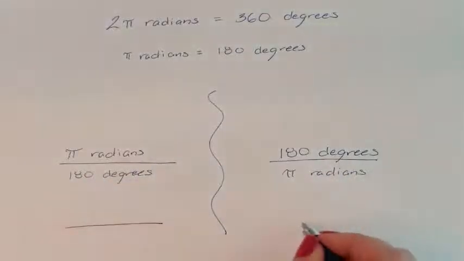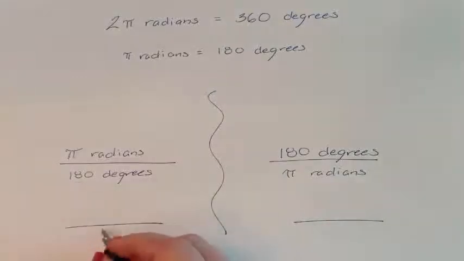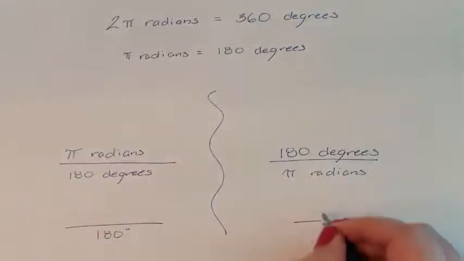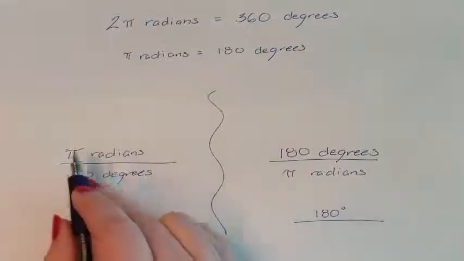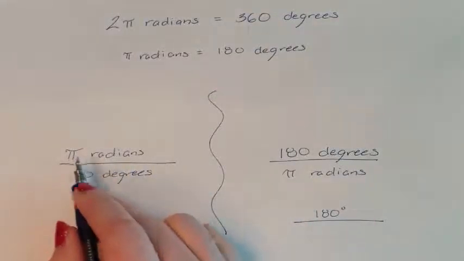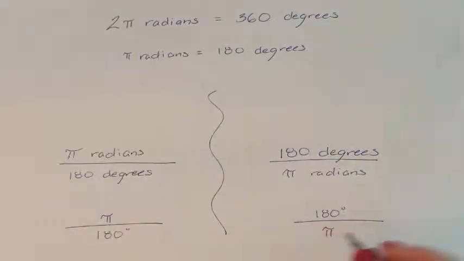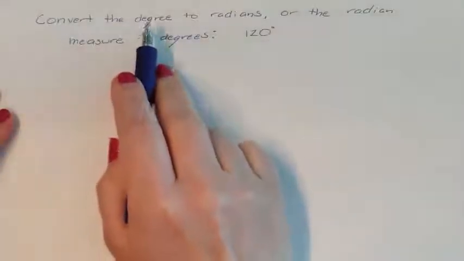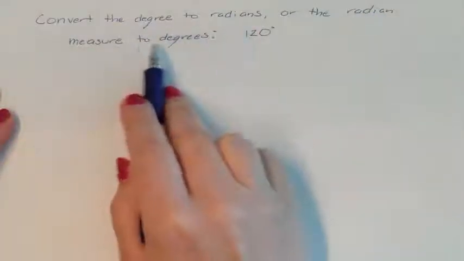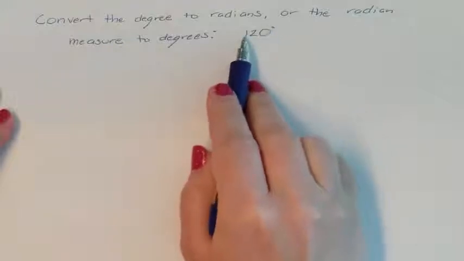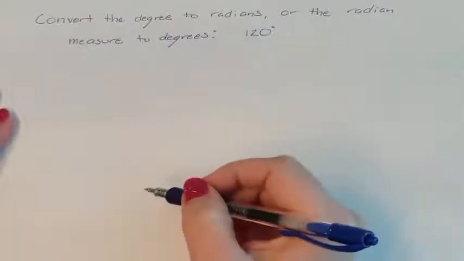So the most simplified way to write it is 180 degrees, and if you see a pi, it's assumed that the units are radians. So these are the 2 ratios that we are going to use when we are converting from degrees to radians and radians to degrees. I'll show you how. So they want us to convert degrees to radians or radians to degrees. It has a little degree symbol, so I have degrees, and I want radians.